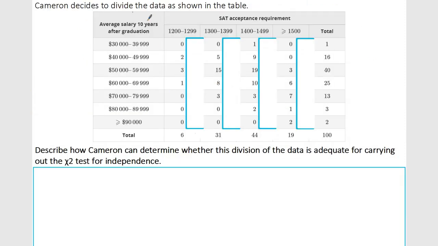You can divide your intervals any way you see fit, as long as you can justify it. So Cameron split it up in this way, which makes sense for the SAT because it usually jumps in 100 increments. For income, usually you jump in brackets of 10 grand, so that makes sense. That also gives a small number of categories. You don't want to have 40 listed down here. So let's determine if this is adequate.